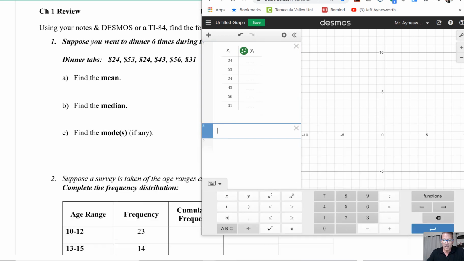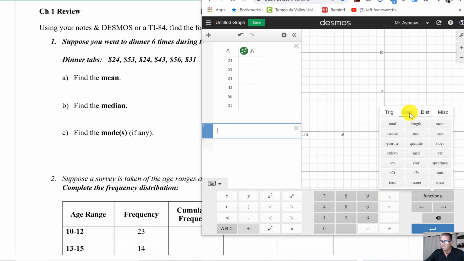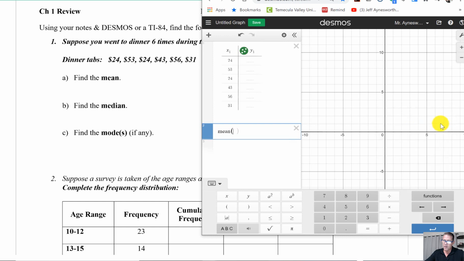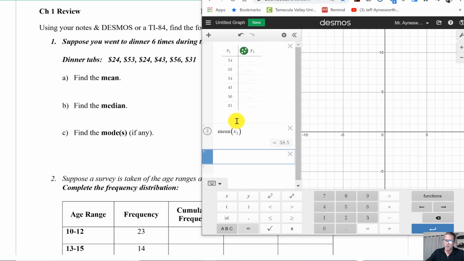So what we're going to do is we're going to calculate the mean first. And the mean is another word for average. Okay. So we're going to go over here to functions. We're going to go to stats right here. Okay. It might show you a trick first. So go to the stat menu right here. And guess what? Mean is right there. But you have to tell Desmos what you want to take the mean of, and guess what? The values that you put in are list 1, which has a title of x1. So what you want to do is type in x1. So hit the keyboard x and then 1, and then hit the enter button. Boom, you got a mean of 38.5.